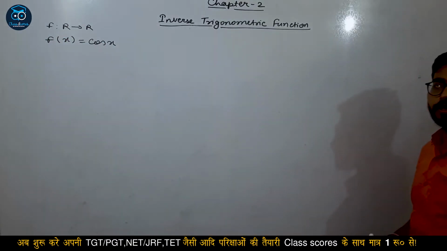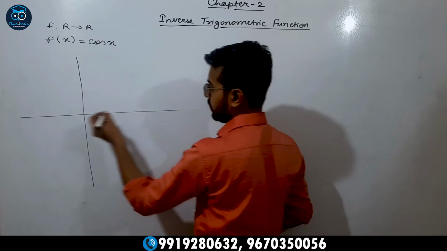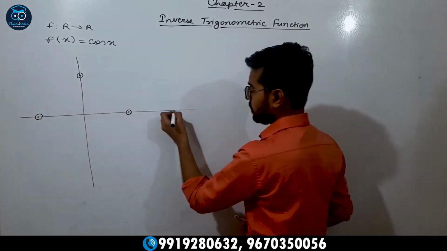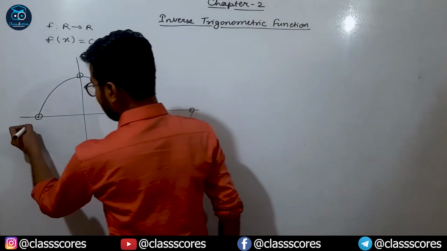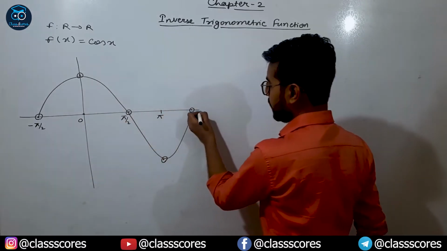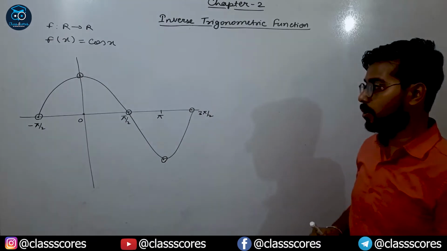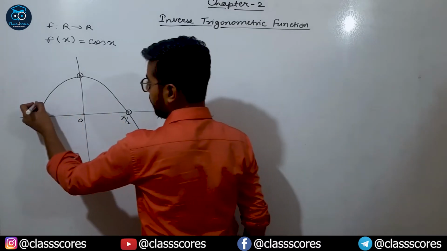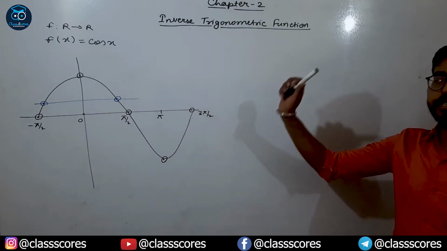Now we need to check for the cos x. First we need to plot. Here it is 1, here it is 0, here it is this. Okay, this is -π/2, 0, π/2, pi, 3π/2, and so on. This is the graph for f x equals to cos x. Now we have to check whether this function is 1-1 or not. What we can do, just plot a parallel line through the x-axis. It will cut at more than 1 point. So the function is not 1-1.